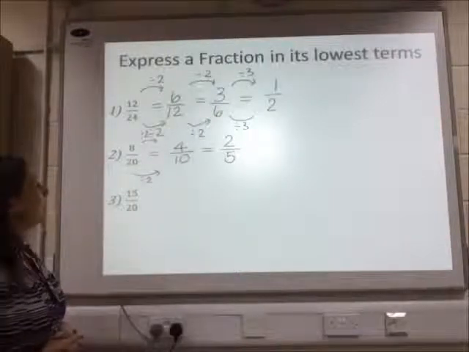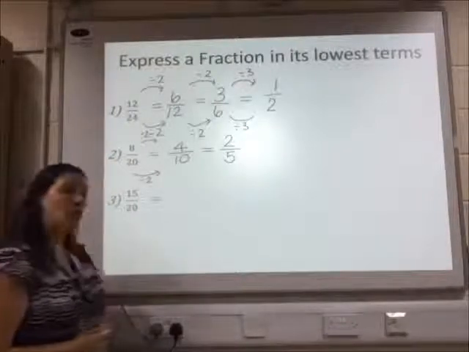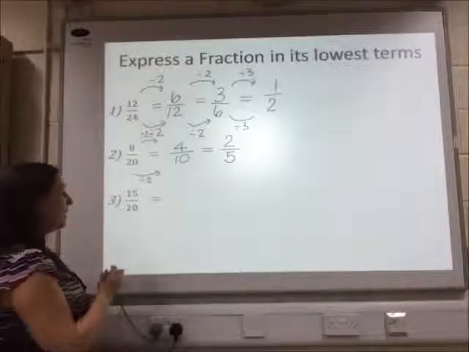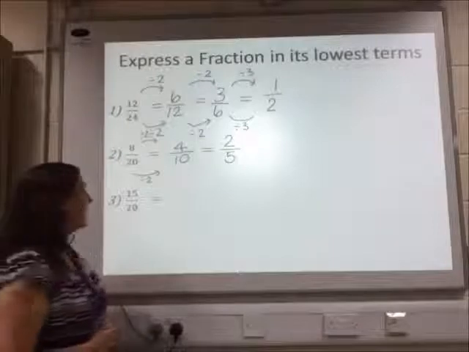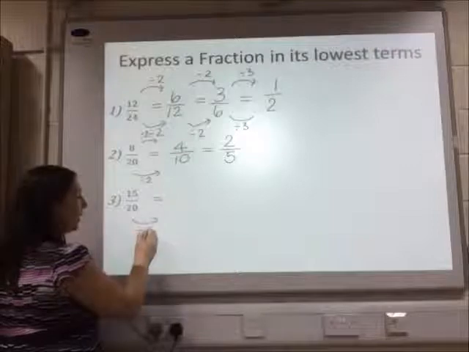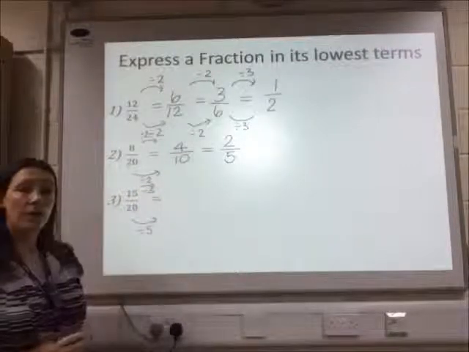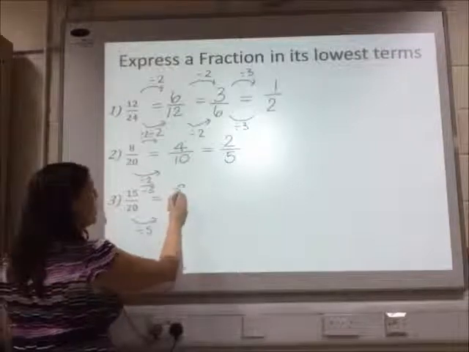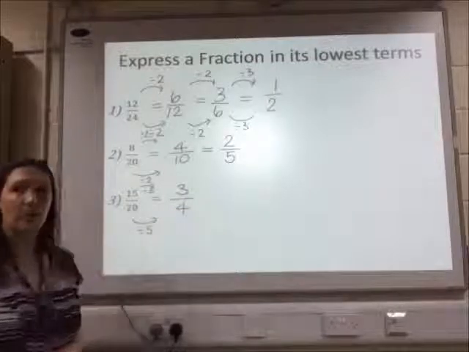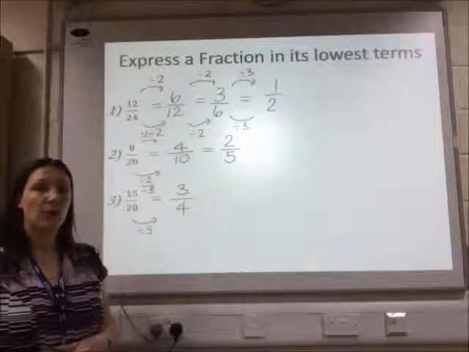The last question needs a different number as a common factor, as 15 is an odd number and cannot be divided by 2. However, any number that has a 5 or a 0 on the end is in the 5 times table, and so I can this time divide top and bottom by 5 rather than 2. 15 divided by 5 will give me 3, and 20 divided by 5 will give me 4. 3 and 4 have no common factors, and so 3/4 is your final answer.